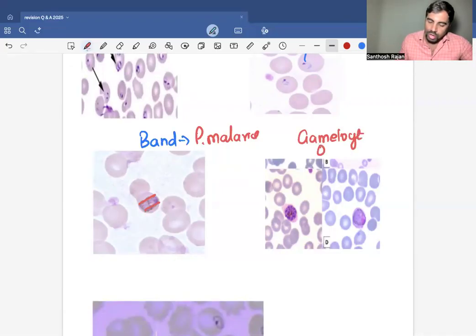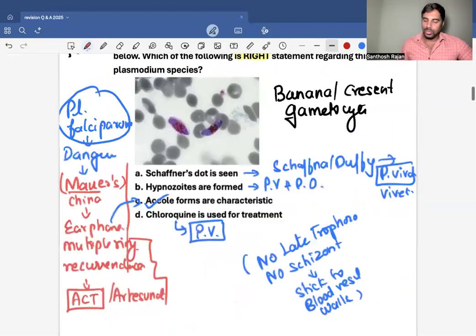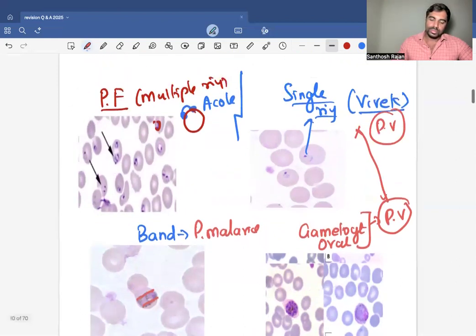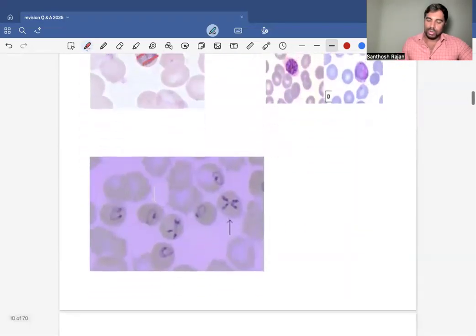A gametocyte, but it's oval, not banana shaped. When it is oval or round shaped, you think about what? Plasmodium vivax. Vivax and falciparum are the most common in India. So these two pictures are for Plasmodium vivax. And apart from the banana shaped, if you see multiple rings and acole, that is your falciparum. What about this one?